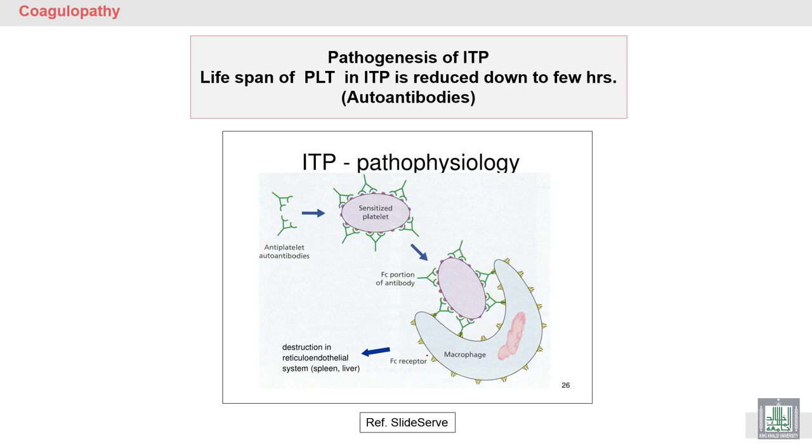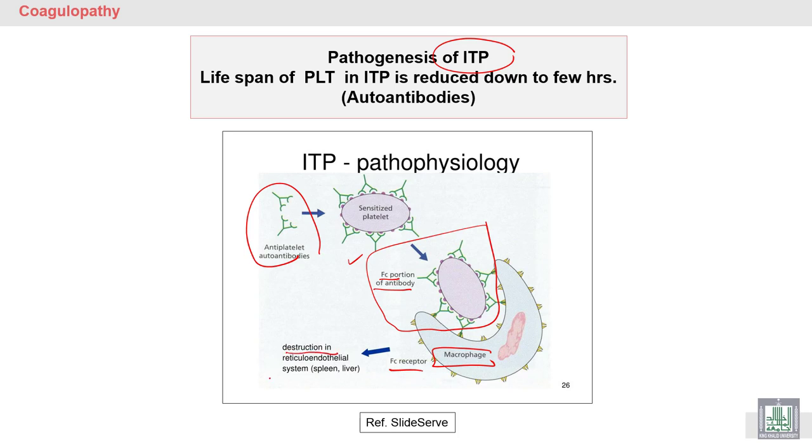Pathogenesis of the idiopathic thrombocytopenic purpura or immune thrombocytopenic purpura: it is due to antiplatelet autoantibodies, leading to coating of the platelet, what's called sensitized platelet, and this sensitized platelet will go to the macrophage. In the macrophage, there will be a receptor for the Fc portion of the antibody called the Fc receptor. So, the binding of the sensitized platelet to the macrophage leads to destruction of the sensitized platelet by the macrophage in the spleen or in the liver, what's called extravascular destruction or extravascular consumption of the platelets.